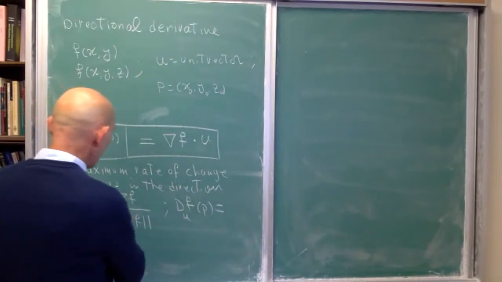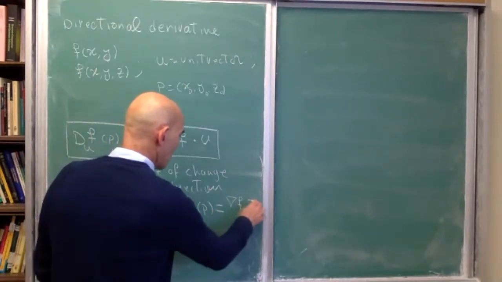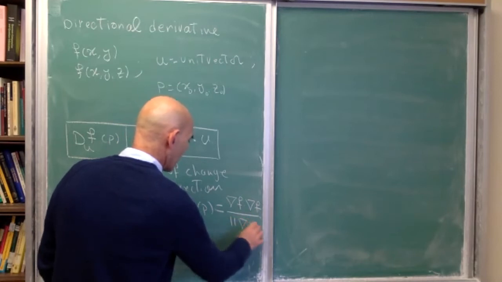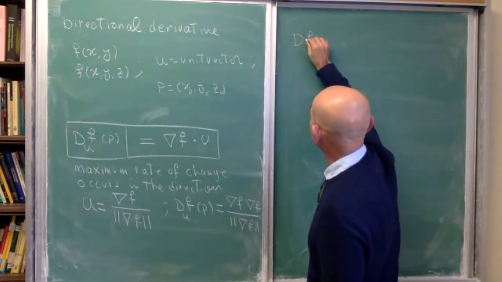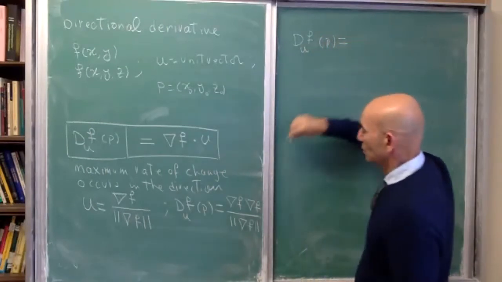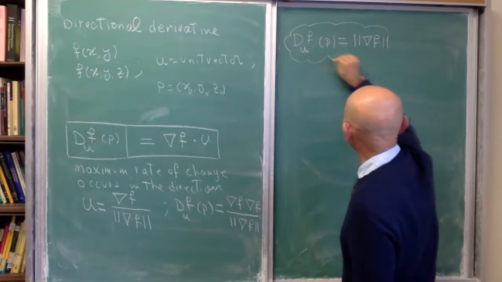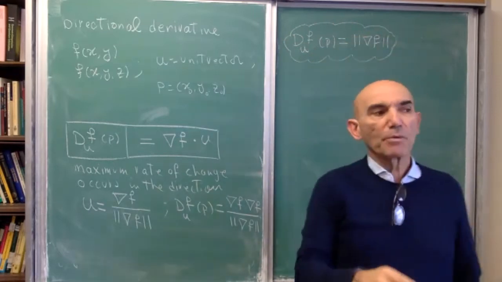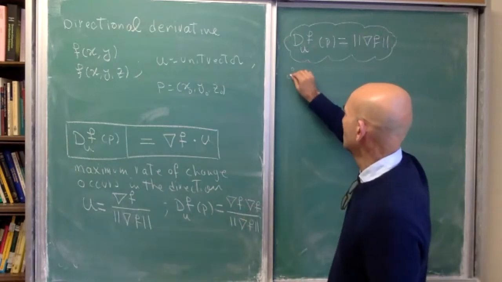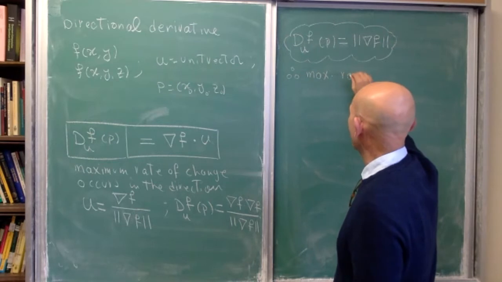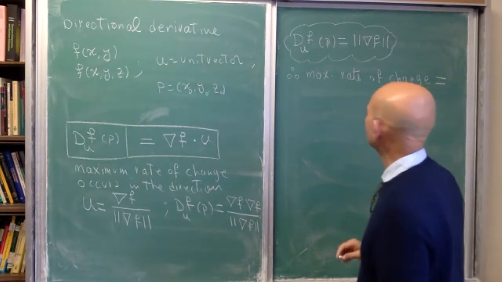So u is equal to gradient of f divided by the norm of gradient of f. This is D_u f. So this becomes gradient of f dot gradient of f divided by the norm of gradient of f. So the final answer is that D_u f at P is equal to the norm of gradient of f. That's a very nice formula. This tells us that the maximum rate of change is exactly the length of the gradient vector, right? So the maximum rate of change is equal to the norm of the gradient.